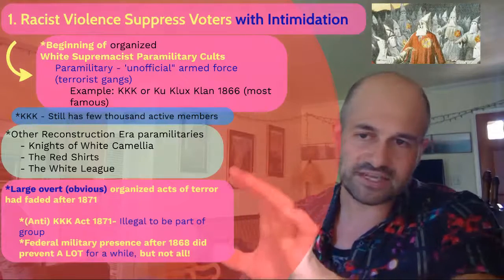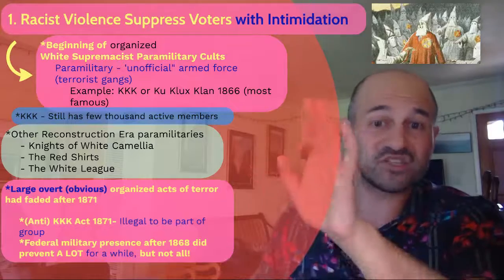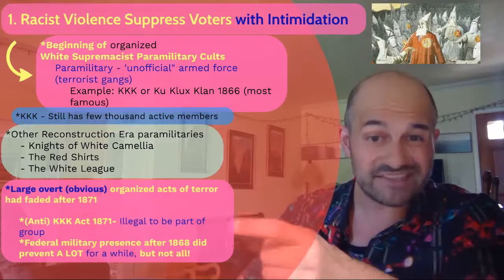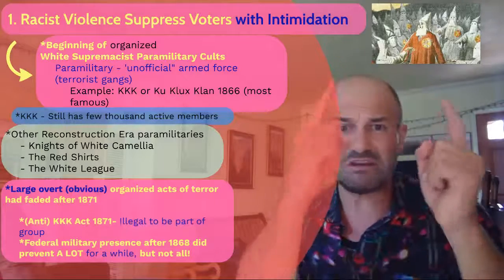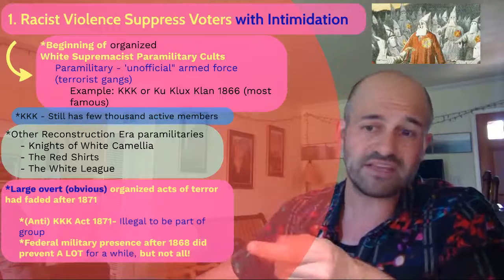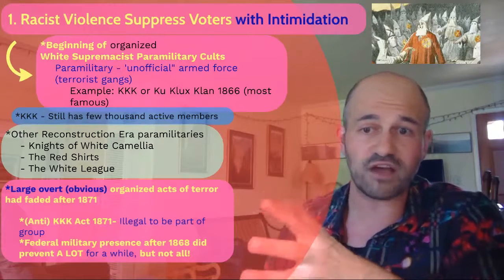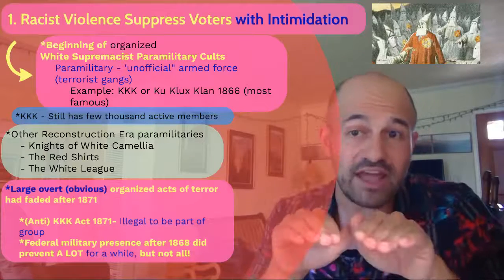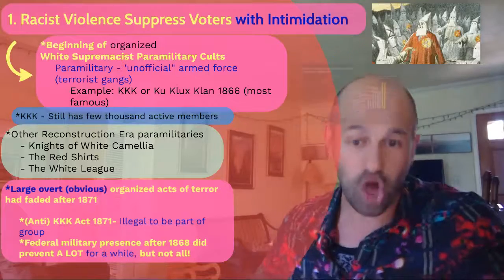And the idea, though, is that large, overt, organized terror groups, although it started here, were sort of suppressed early on. So there was a law that got passed that says it's illegal to be part of the KKK, and it got enforced sometimes. That means that federal military presence, in conjunction with some of the other federal government laws, did manage to suppress and slow down some of the terrorist violence, but definitely not all of it.